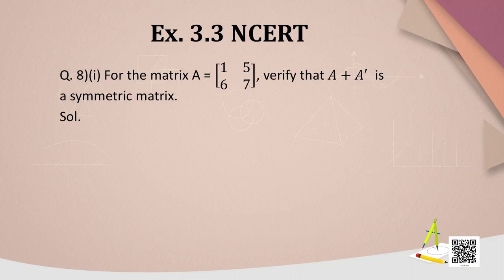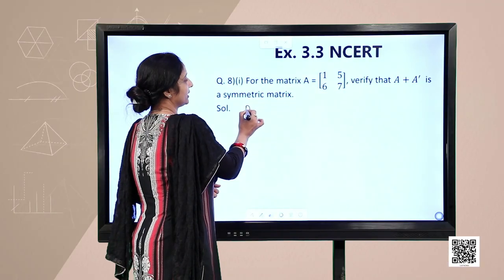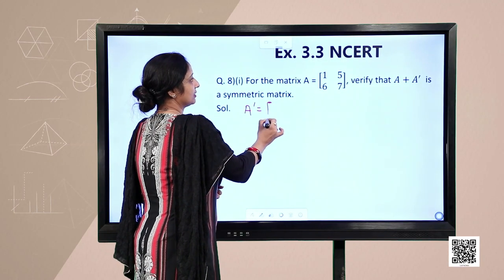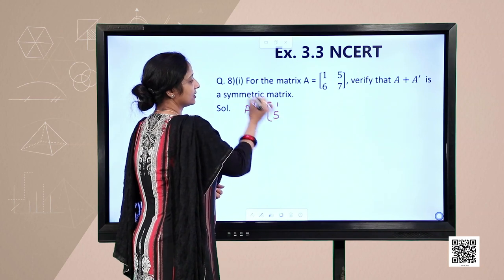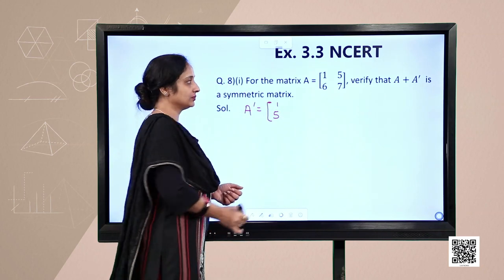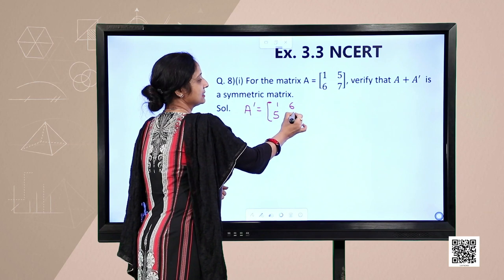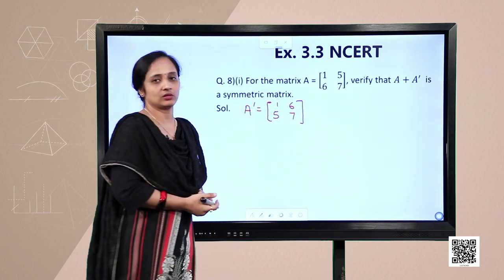Let's do a few questions of NCERT. Question number 8, part 1 of exercise 3.3, you are given a matrix A. This is a square matrix of order 2. You are supposed to verify A plus A transpose is a symmetric matrix. How will you do that? You first calculate A transpose. That means write the first row as the first column, write the second row as the second column.